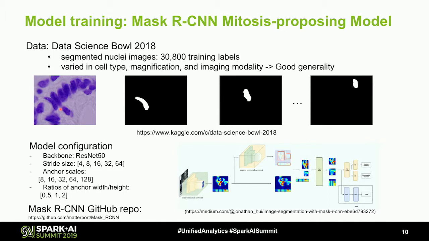And in terms of the model architecture, we use the ResNet 50 as the backbone and set the stride size from 4 to 128 to capture the features at multiple scales, and also set the anchor size from 8 to 128 with different ratios of width and height, so that the model can detect the nuclei at different sizes.